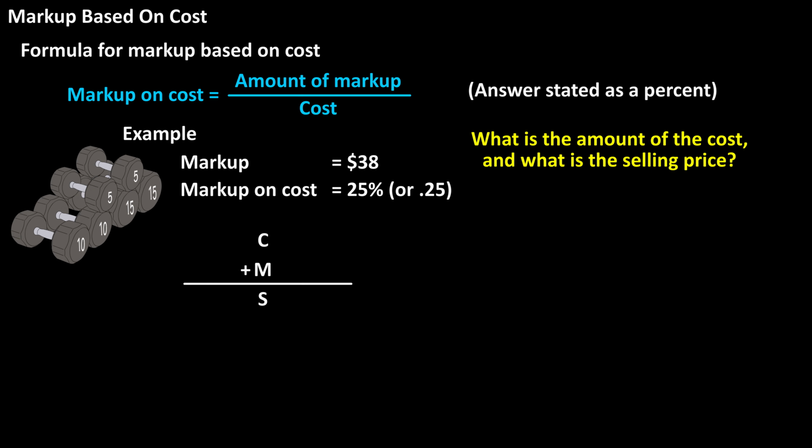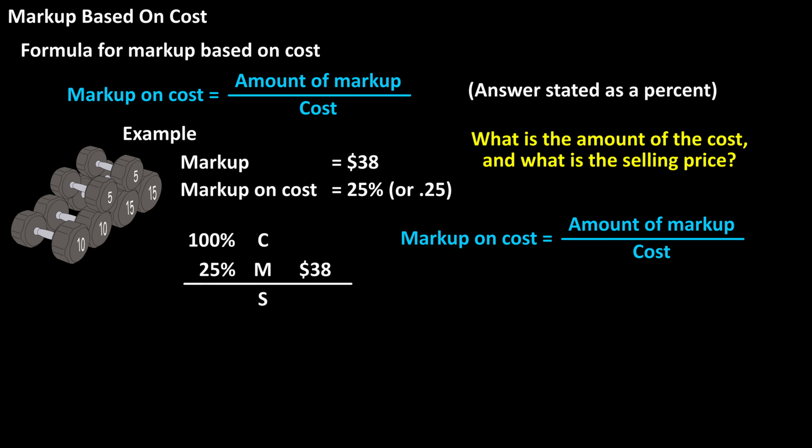Again, we start by setting up a cost, markup, selling price table. We can fill in what we know. The markup is $38 and the markup percent is 25% based on cost. And since it's based on cost, we know that the cost will be 100%. Next, we can use the formula for markup based on cost to find the amount of cost. Markup on cost equals the amount of markup divided by the cost. The markup on cost was given, 25% or 0.25, and the amount of markup was also given, $38.